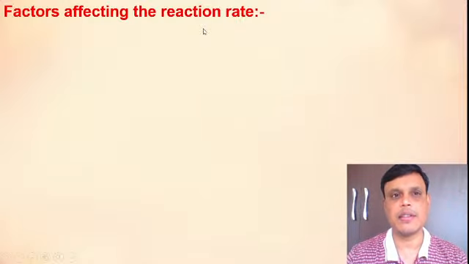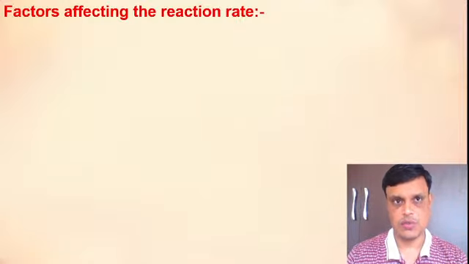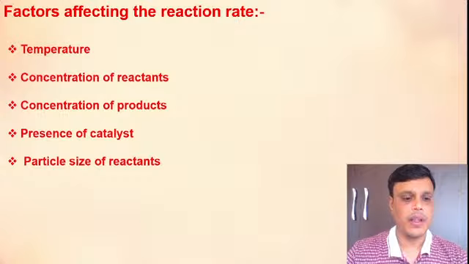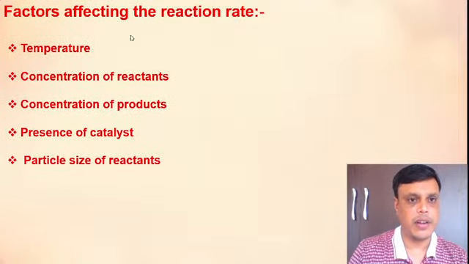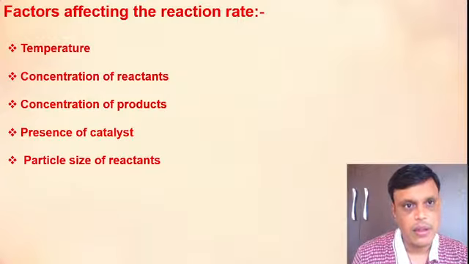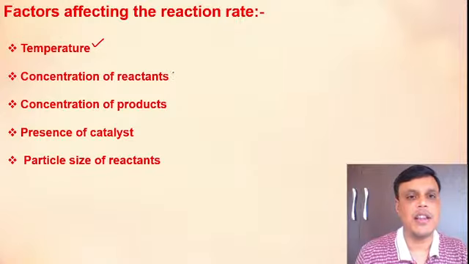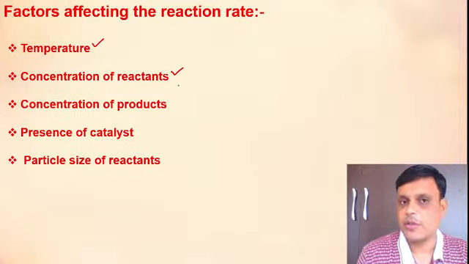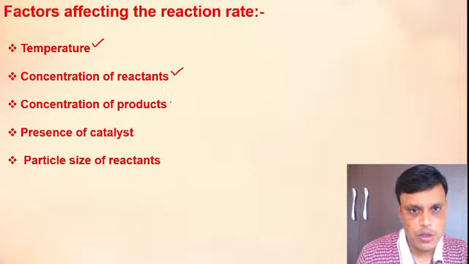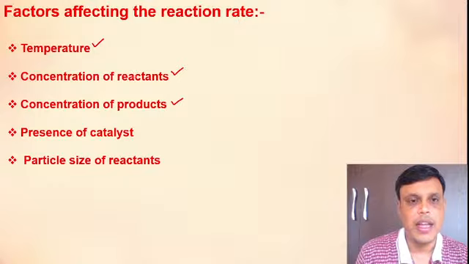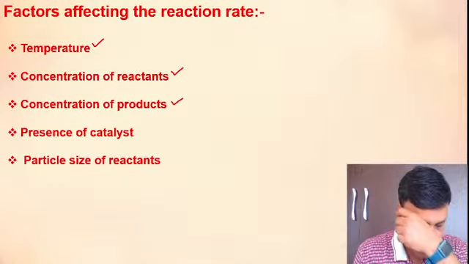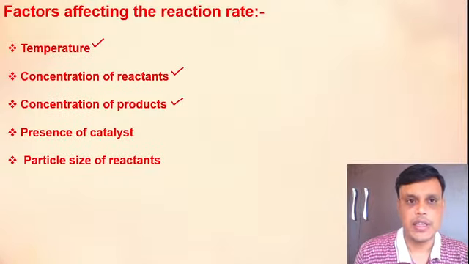There are different factors which alter the rate of reactions. Which factors are there? See here, these factors are there. First factor is temperature, which is an important factor. This temperature affects the rate of reaction. Then concentration of reactant is also important. Concentration of the product is also there. So whether the concentration of reactant is low or high, the rate of reaction depends on that also.